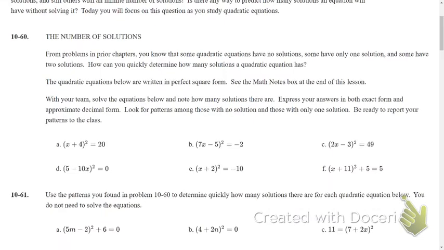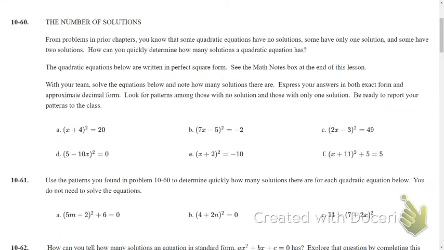So 10-60 says, in prior chapters, you know that some quadratic equations have no solutions. Some will only have one, some will have two. How can you quickly determine how many solutions a quadratic equation has? So the equations below are quadratic equations in perfect square form. We're going to solve these as quickly as we can, and we'll determine not just what the answers are, but if you can notice the pattern, especially among those that have no solution or have one solution.